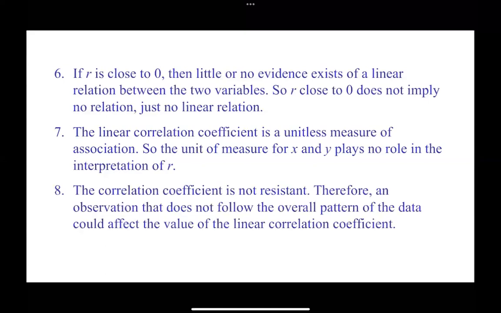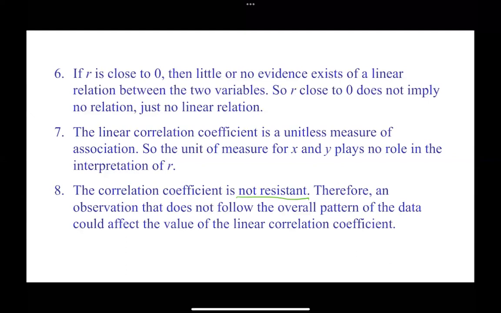It's not resistant, which is kind of like the mean. If there is a great outlier, it's going to pull that correlation coefficient. So it's going to yank it one way or the other. So it does not resist outliers. That's what not resistant means. It's kind of like the mean and the standard deviation. They can be thrown off by outliers.